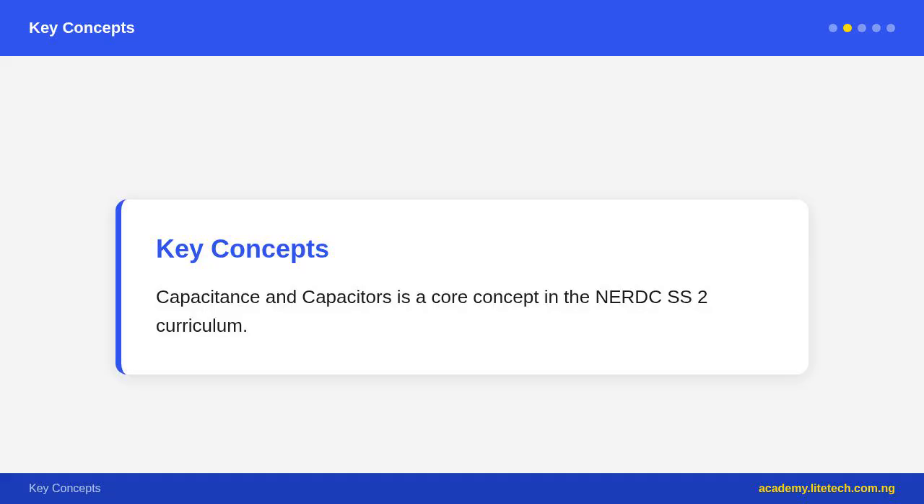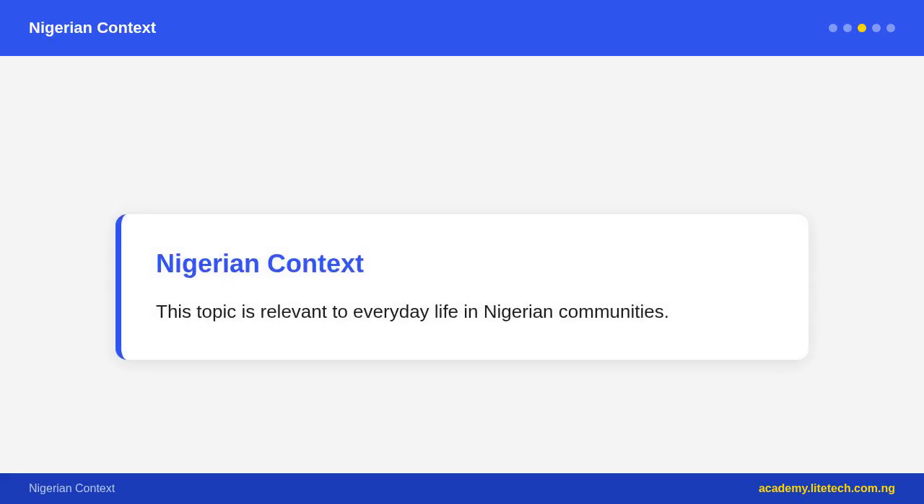Example: a capacitor stores 0.006 coulombs of charge at 12 V. Capacitance C equals Q divided by V equals 0.006 divided by 12 equals 0.0005 F equals 500 microfarads.